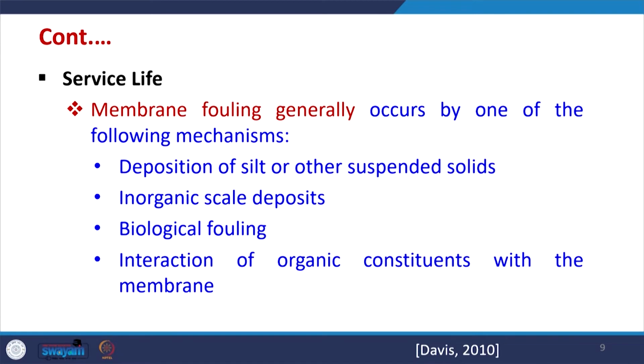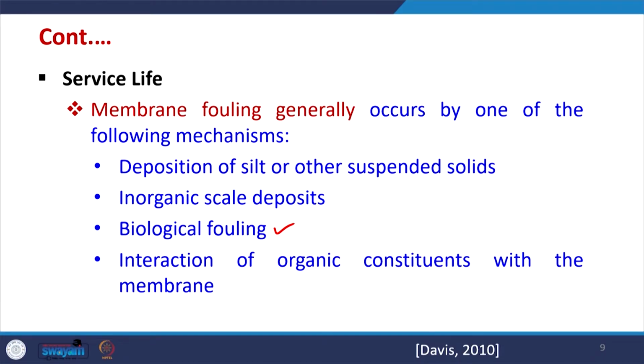Now, what is the service life of these membranes? Membrane fouling will be one of the major reasons for decrease in the service life of the RO membrane. Any of these things may happen: deposition of silt or other suspended solids on the membrane; inorganic scale deposition; biological fouling, because pathogens, bacterial species, viruses etc. may get screened out, and also because organic material is there. So, biological growth may also happen, and interaction of organic constituents with the membrane may also foul the membrane itself.